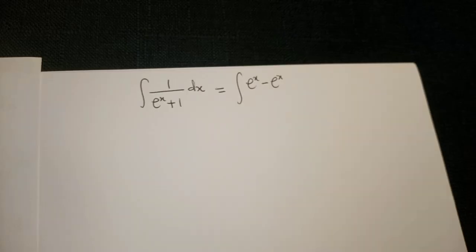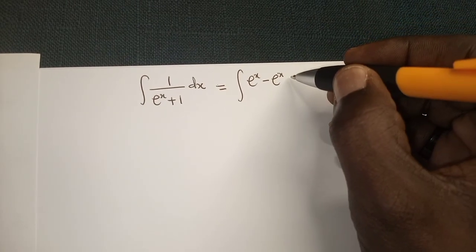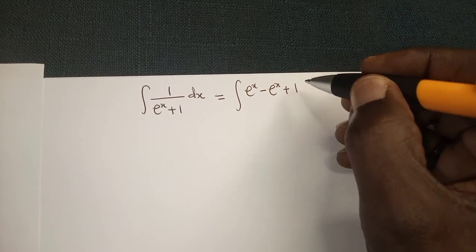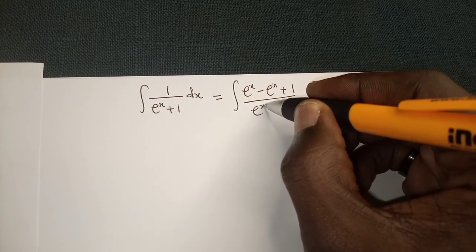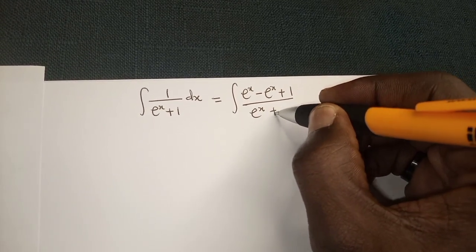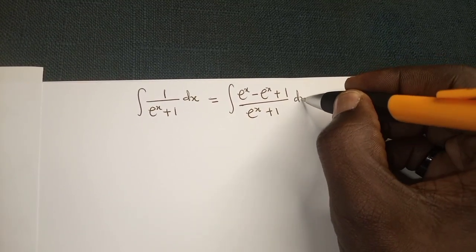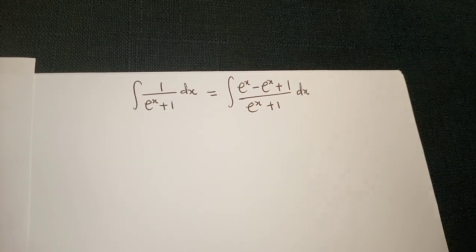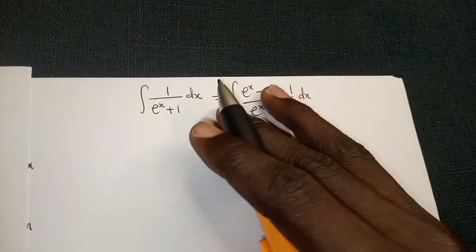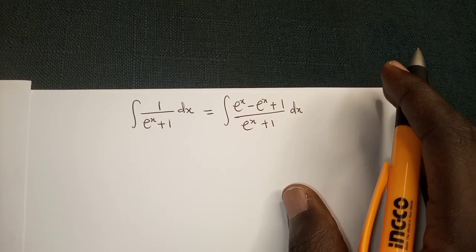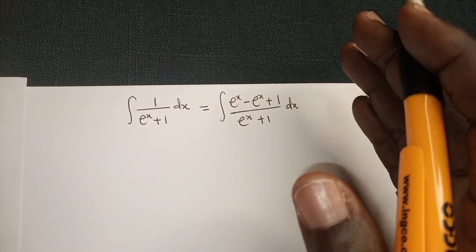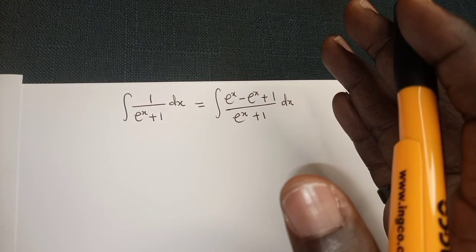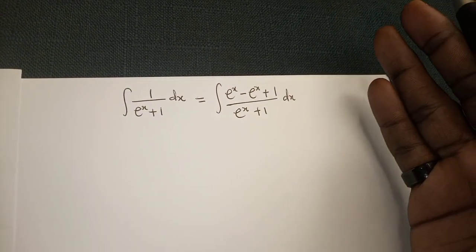Plus 1 on e exponent x plus 1 dx. So we did not do anything to this. Okay, we did not do anything to this. What we just did, we just rewrote a beautiful equation in another beautiful way.